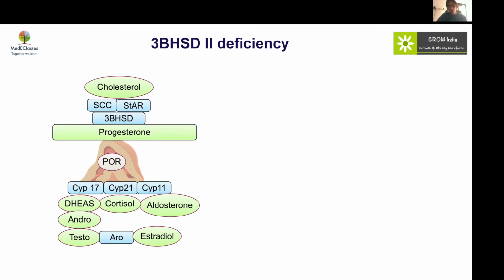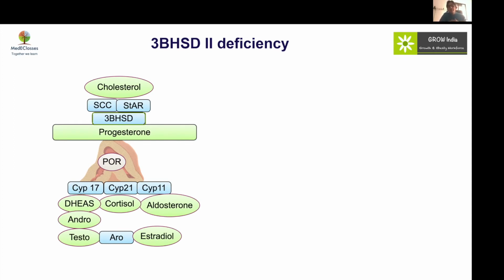3-beta HSD2 deficiency again can cause both. It can cause virilization in females resulting in XX DSD. It can also cause XY DSD because the peripherally converted androgens are not sufficient to cause the normal development of male genitalia.